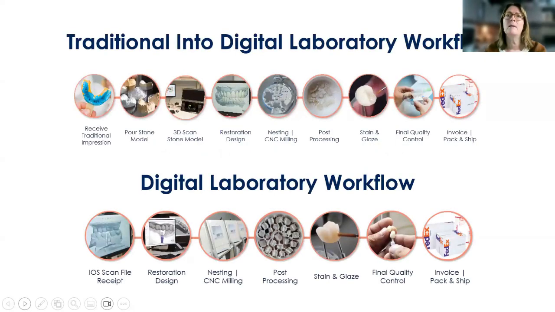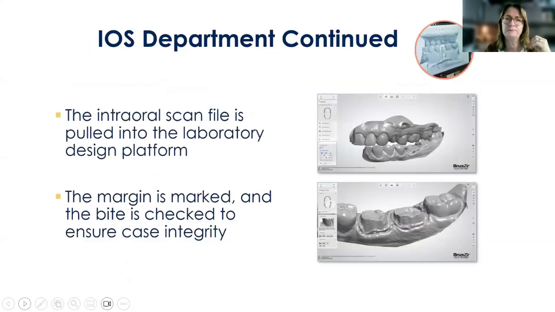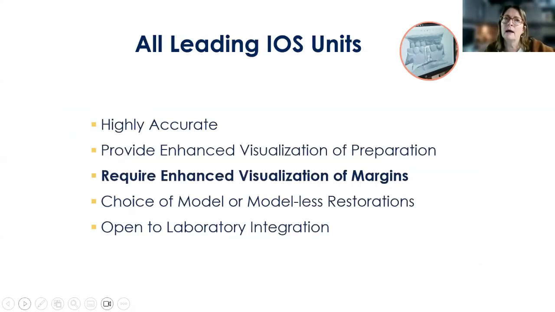So let's talk a little bit about the actual workflow in the traditional laboratory versus digital. The IOS department receives the file very similarly to if we received a PVS impression. At that time, the file is going to be articulated, margins are going to be marked, bite registrations are going to be double checked, and the case will be virtually mounted.